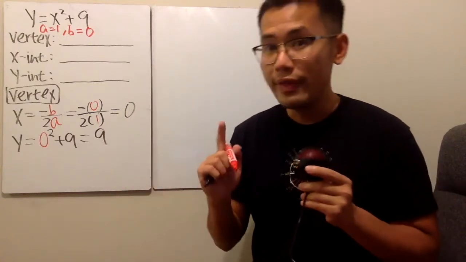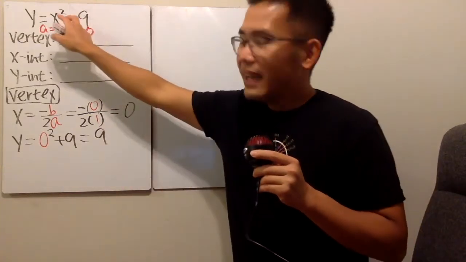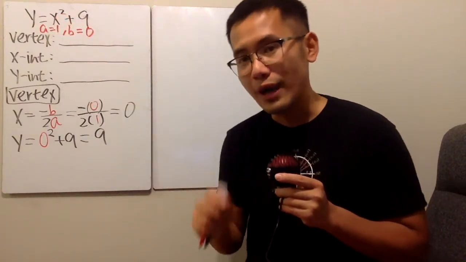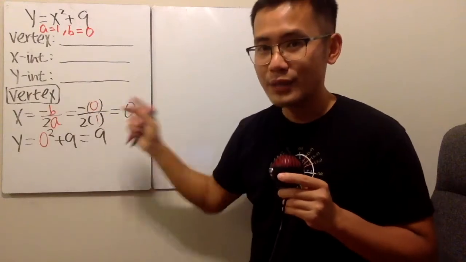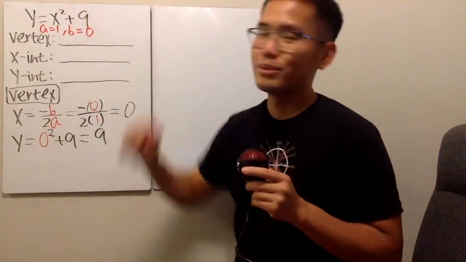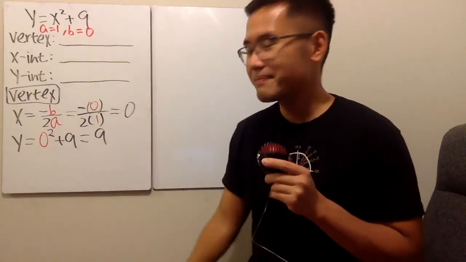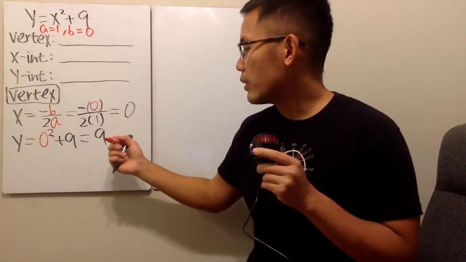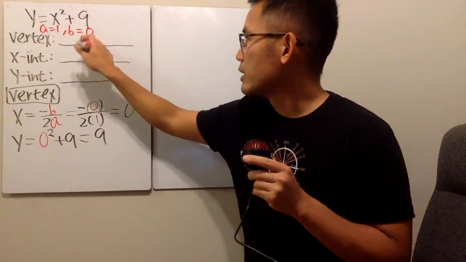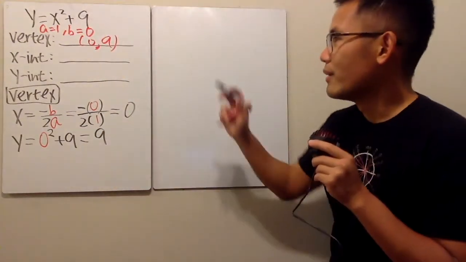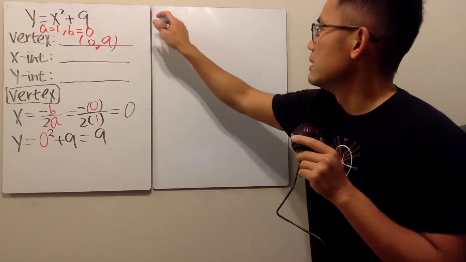And the truth is, whenever you don't have any middle term, you don't have any x term, you know right away it will be 0, comma something. It's just 0, comma this number. But that only works if b is 0, right? Anyway though, I will tell you the vertex is 0, 9. I'll put it down right here, 0, 9. So first part done.